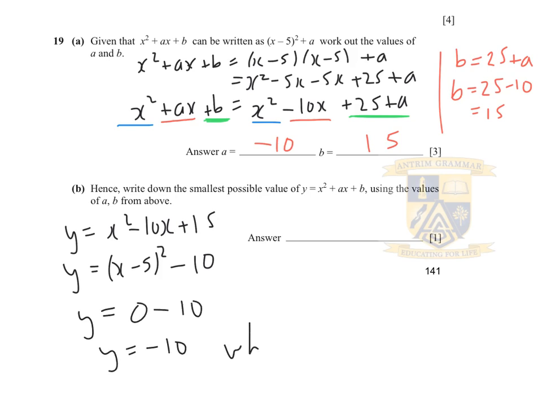And that's when x is, well, how do we make this magically 0? The x value would have to be 5. So the question asks, write down the smallest possible value of y, and that is minus 10.